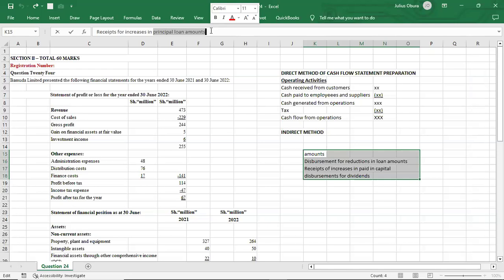Receipts of increases in paid-in capital. Generally, we know that paid-in capital is simply the amount of money which you pay to acquire a share of a company. So receipts of increases in paid-in capital means when more people invest in the company's shares, how much have we raised from the issue of such shares? Then we have disbursements for dividends.